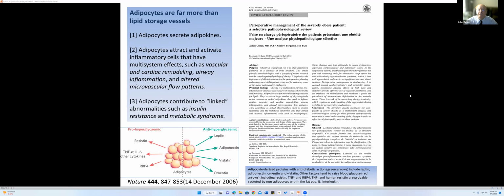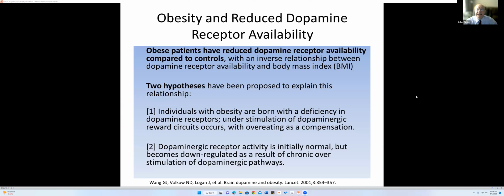The illustration on the bottom left shows some of the products of the adipocytes that require consideration. So one idea is that obesity may be related to reduced dopamine receptor availability. Obese patients have reduced dopamine receptor availability compared to controls, with an inverse relationship between dopamine receptor availability and body mass index. And two ideas or hypotheses have been proposed to explain this relationship.